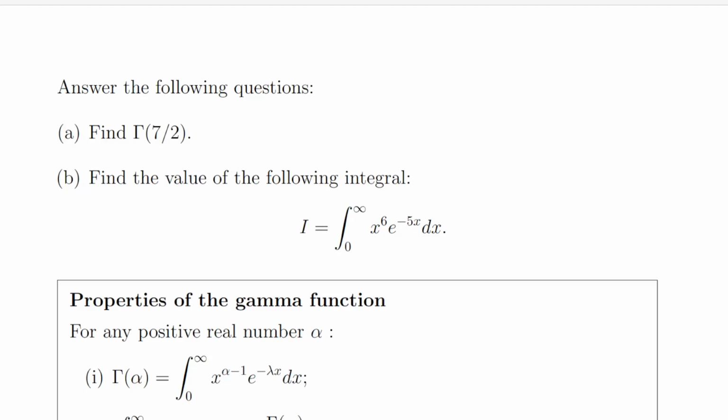So what we have here is two questions. First off, find the gamma function of 7 over 2. That symbol there is the gamma function symbol, capital gamma actually. And then we have to find the value of the following integral: the integral from 0 to infinity of x to the power of 6 times e to the power of minus 5x dx. Okay?